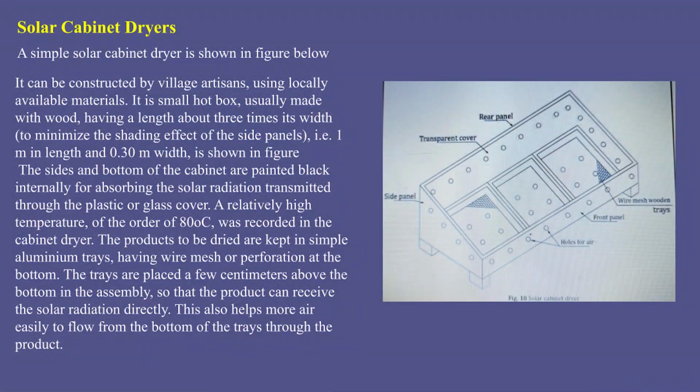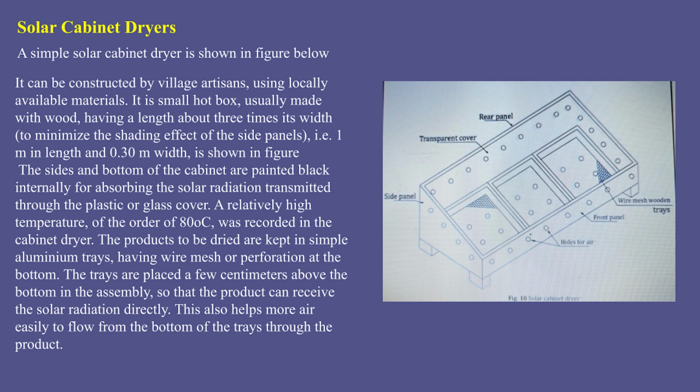A simple solar cabinet dryer is shown in this diagram, and we can understand with the help of this diagram. It can be constructed by village artisans using locally available materials. It is a small hot box usually made with wood having a length about 3 times its width. It is very important to note these dimensions, to minimize the shading effect of the side panels. 1 meter in length and 0.3 meter width is shown in the figure.